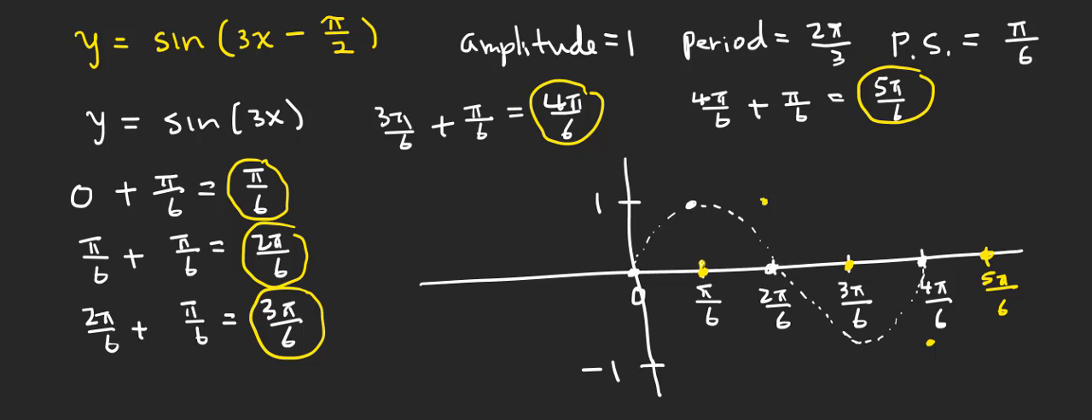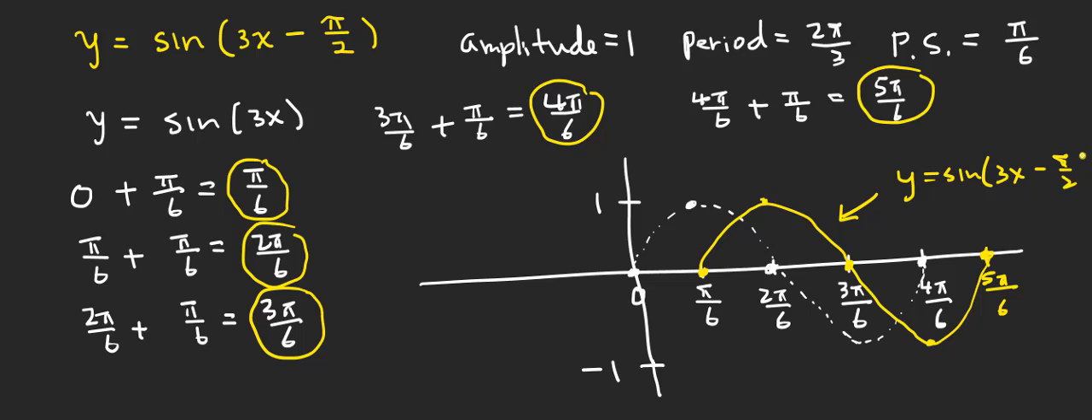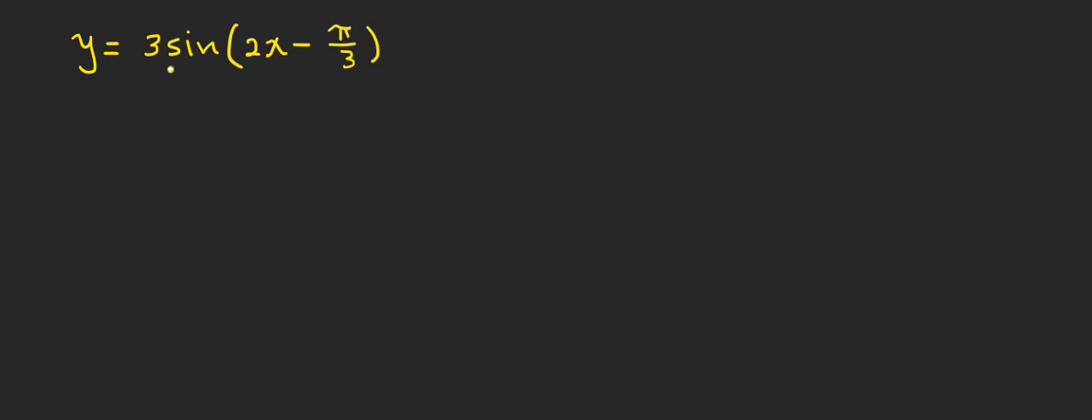So let's draw a nice smooth curve using 5 key points. So this is a graph of y equals sine of quantity 3x minus pi over 2. Again, compared to y equals sine of 3x, this graph shifted to the right because phase shift was positive. Okay, what about y equals 3 sine quantity of 2x minus pi over 3?